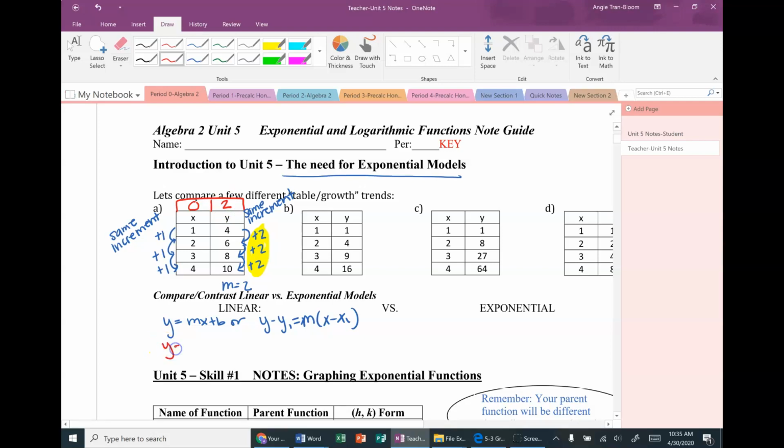So with that said, the slope is 2 from the y increment. X is the variable, b is your y-intercept, so that is going to be 2. So this linear equation happens to be y equals 2x plus 2.